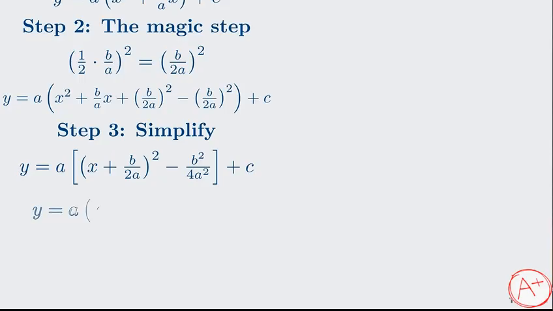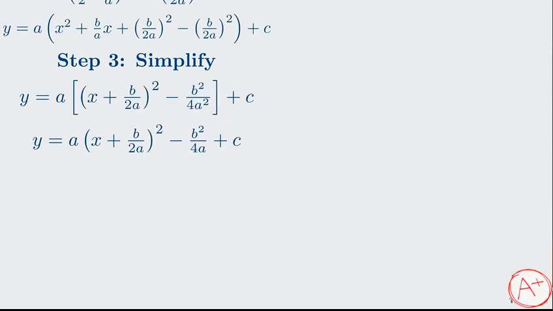Finally, we distribute the a to the subtracted term and combine it with c. This leaves us with the completed square form. Comparing this to our vertex form, we can see that h equals negative b over 2a and k equals c minus b squared over 4a.